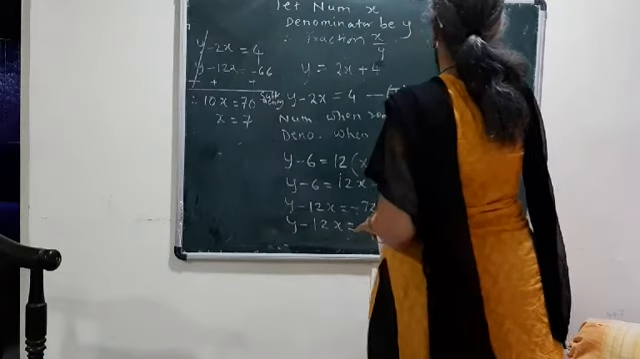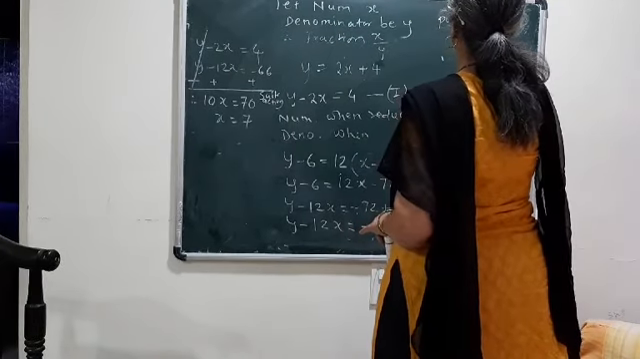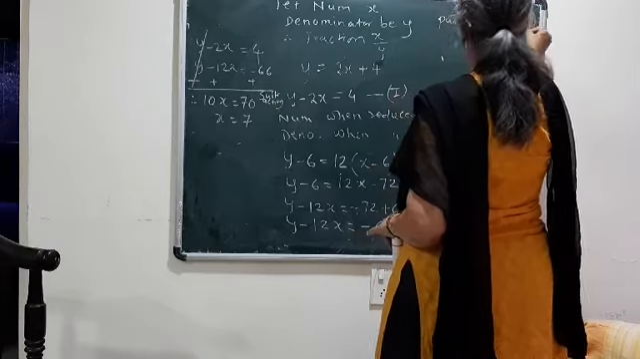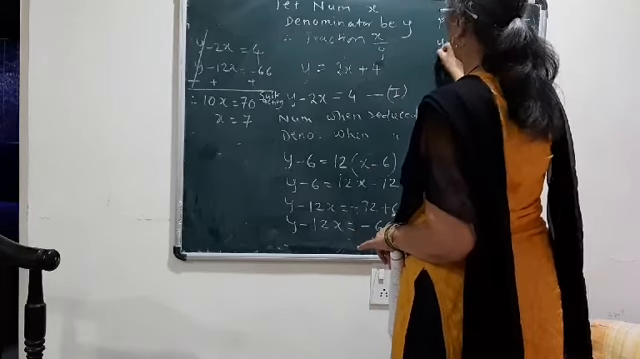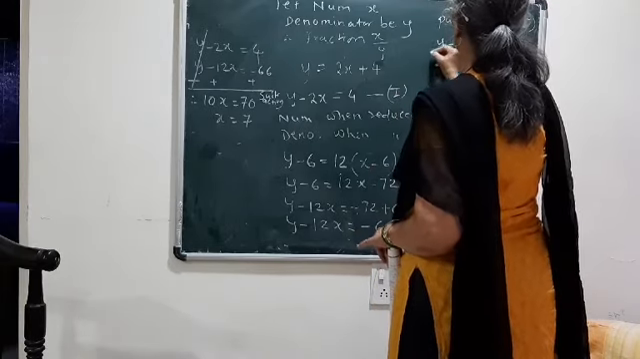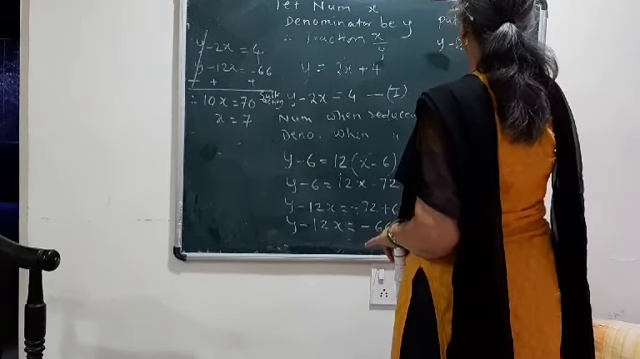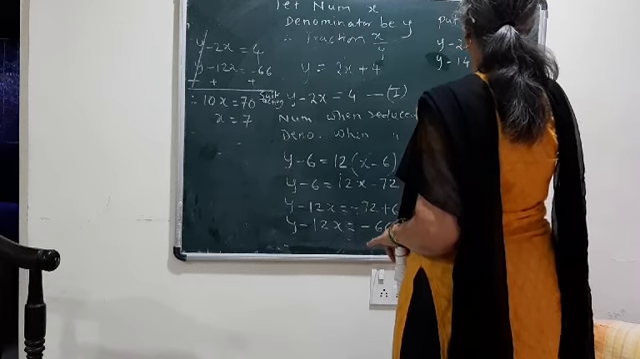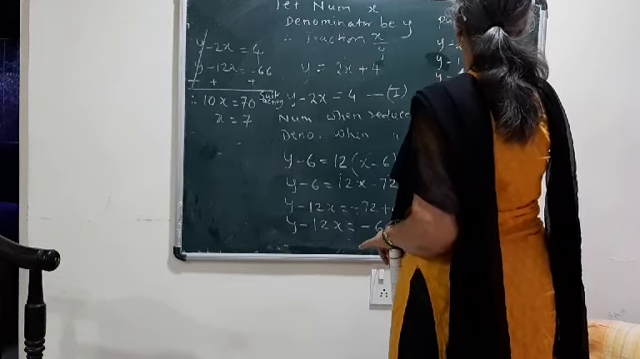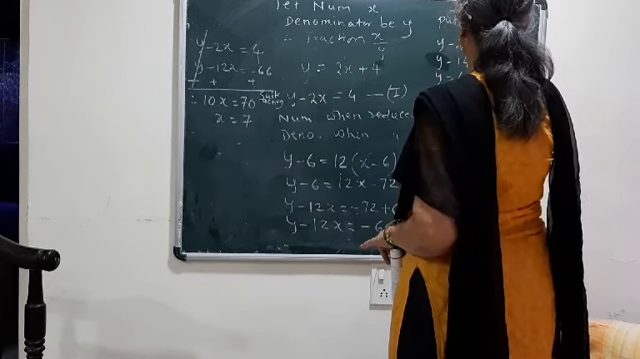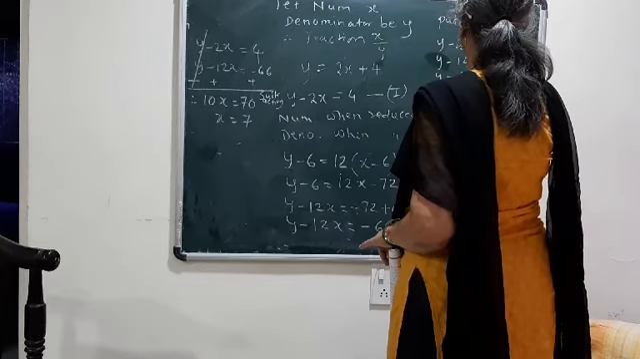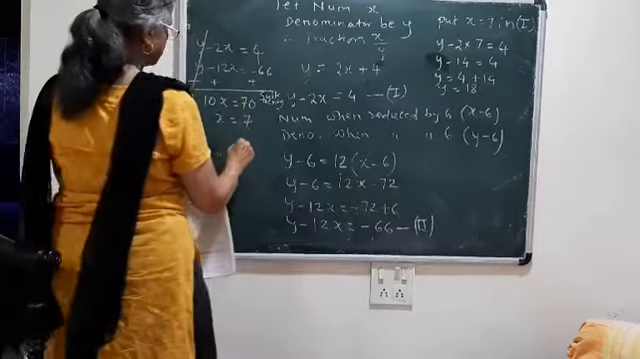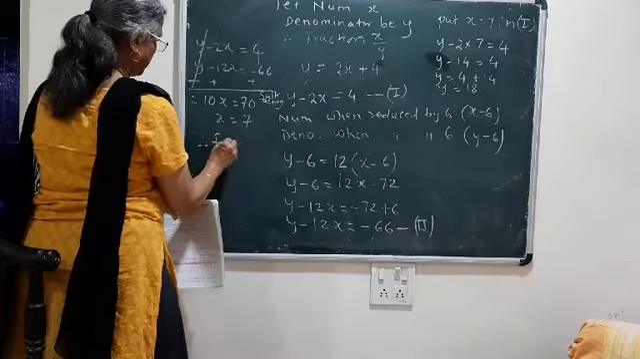Now put x equal to 7 in equation 1. So y minus 2 into 7 is equal to 4. So y minus 14 is equal to 4. So y is equal to 4 plus 14. So y equal to 18. So what will be the fraction? 7 upon 18.